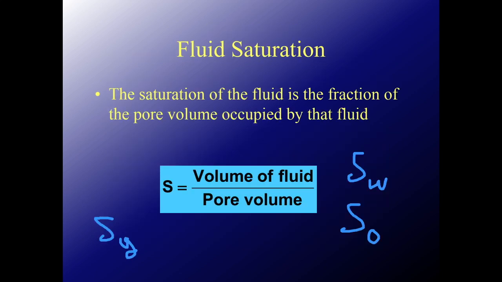Suppose now I have only two fluids. Suppose I have only water and oil. Therefore, S_W, water saturation, plus S_O, oil saturation, must equal 1. Must equal 1. Therefore, the saturation of oil can be written as 1 minus S_W.